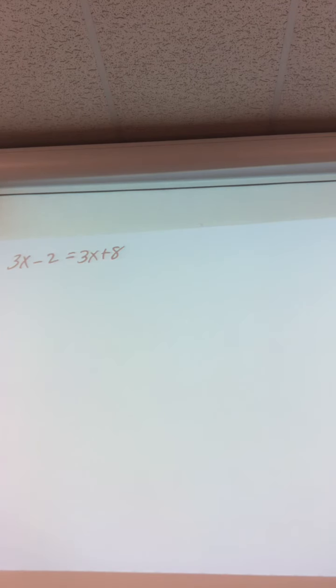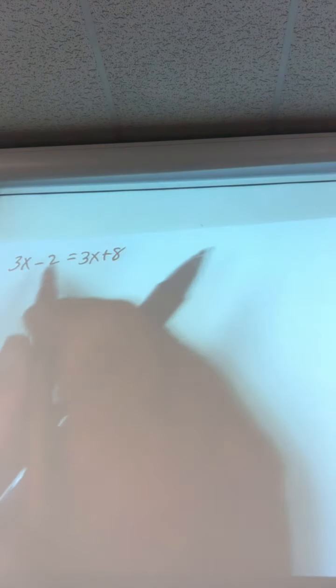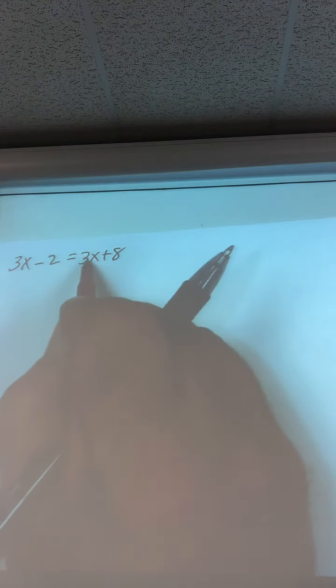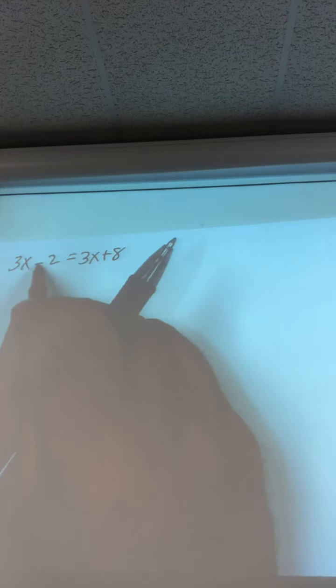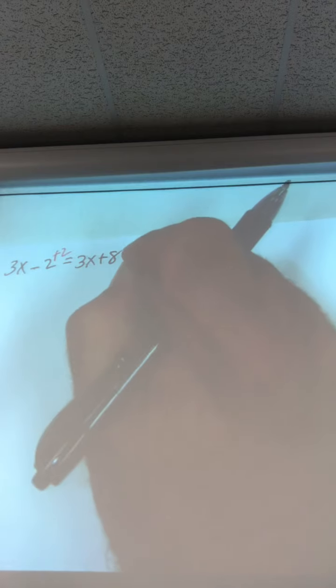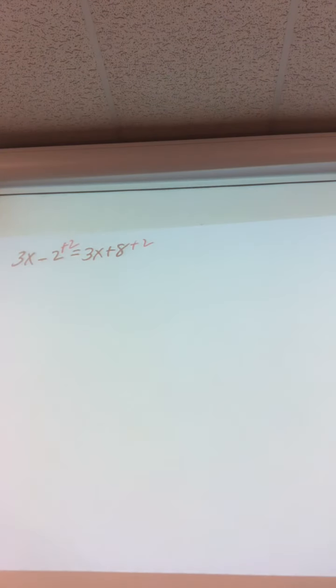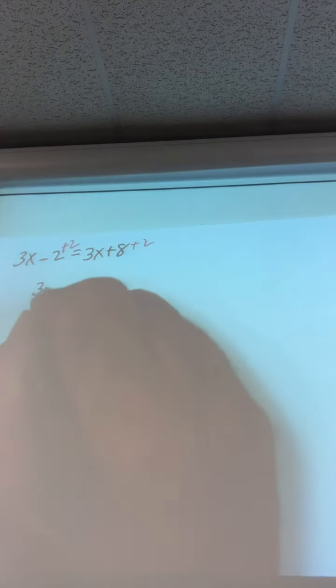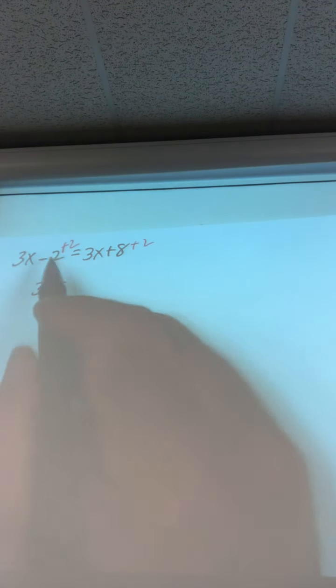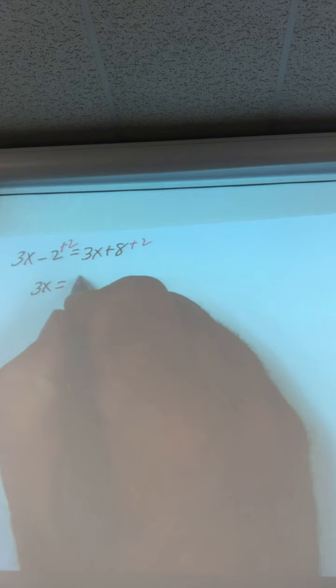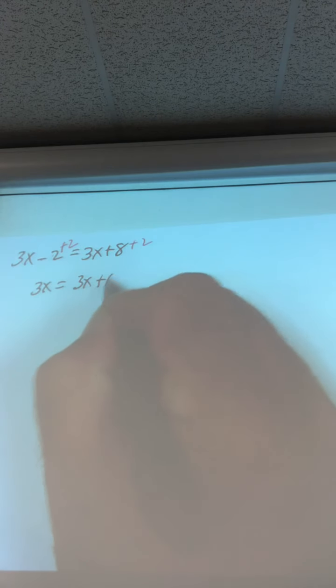All right, so what I want to do is get my variable terms on one side and my number terms on the other. Here's my variable term, number term, variable term, number term. I want to get rid of the subtracting 2. So I'm just going to shortcut it here. Instead of writing the line back down, I'm going to plus 2 on both sides. When I do that, I get 3x equals 3x plus 10, because the 2's add out.